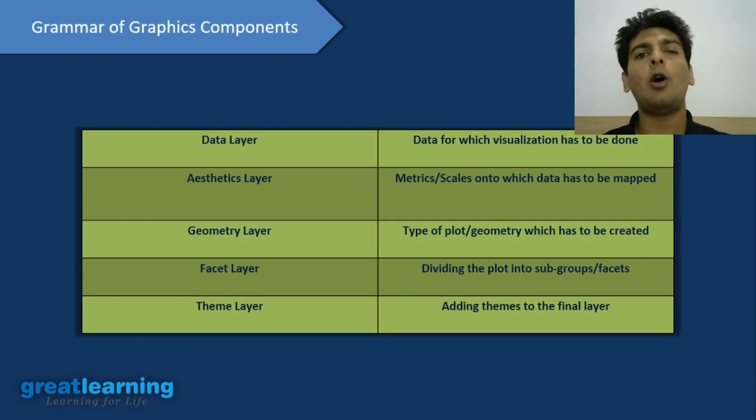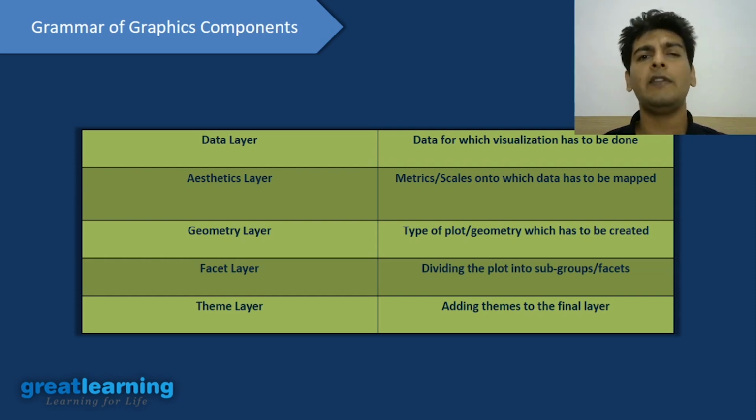And if you have to plot all of these columns onto a single plot, then it might lead to a lot of chaos. And this is where you'd actually want to subset your plot or divide your plot into different subgroups. And this is where the facet layer comes in to divide your plot into different subgroups.